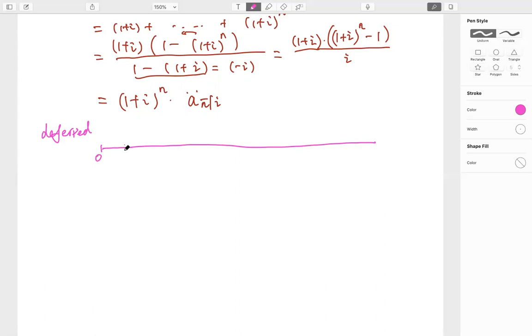So let's say we have a deferred period of m years. So obviously here we have m years, or you can call it m periods, right? Because the unit does not need to be a year. So I start to receive my payment here, and it goes on. Let's say I have n payments, so it should be m plus n. So here I have n payments.